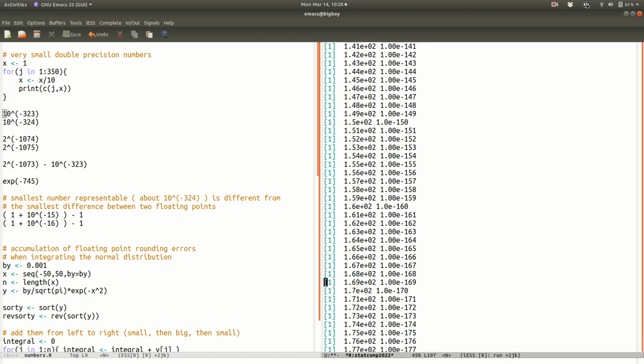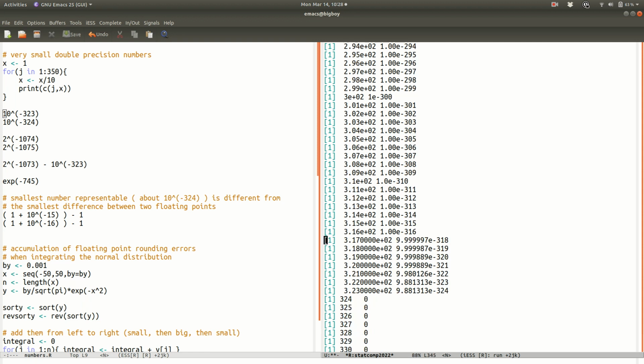But as you get smaller and smaller, things are okay. And then you get to about 300, and things start going out of whack. So at 316, the number is 1 times 10 to the minus 316. That's great. But at 317, you start to get these rounding errors.